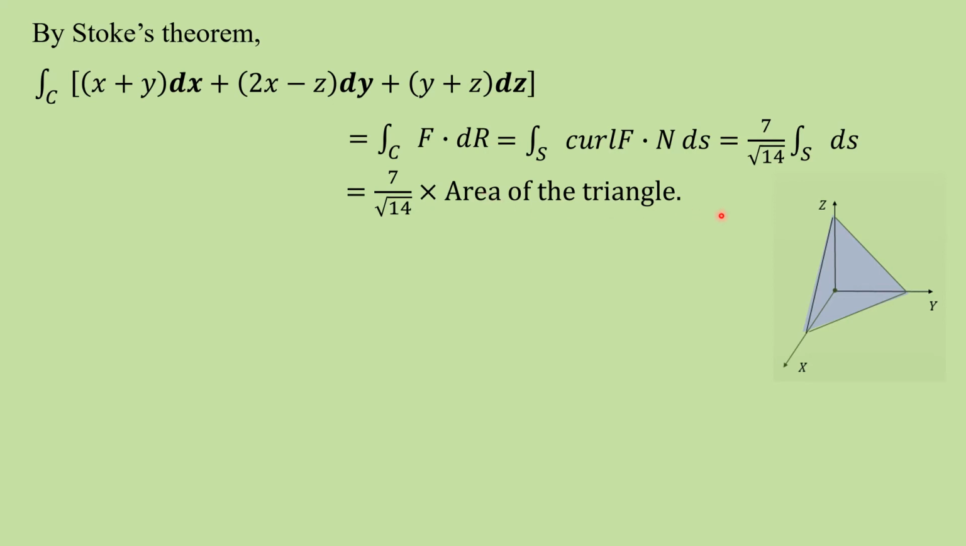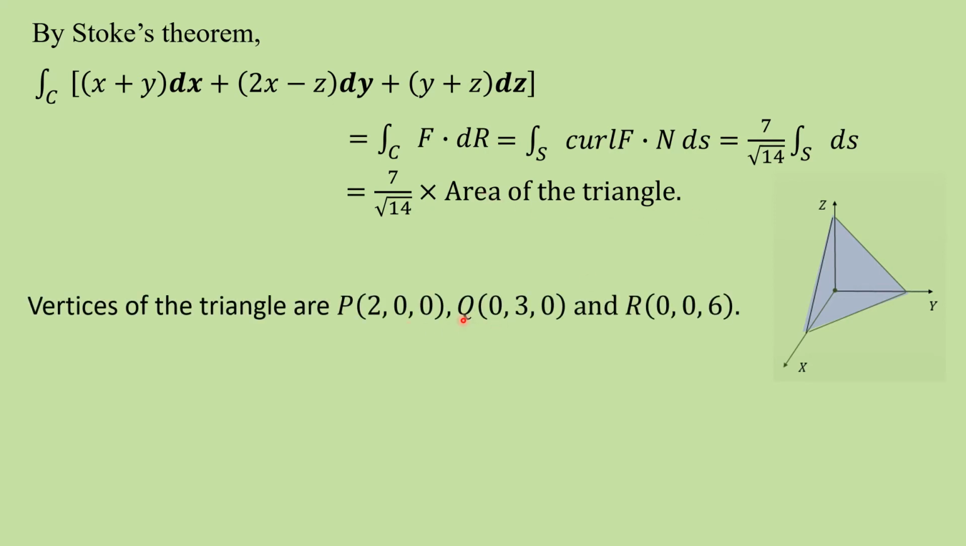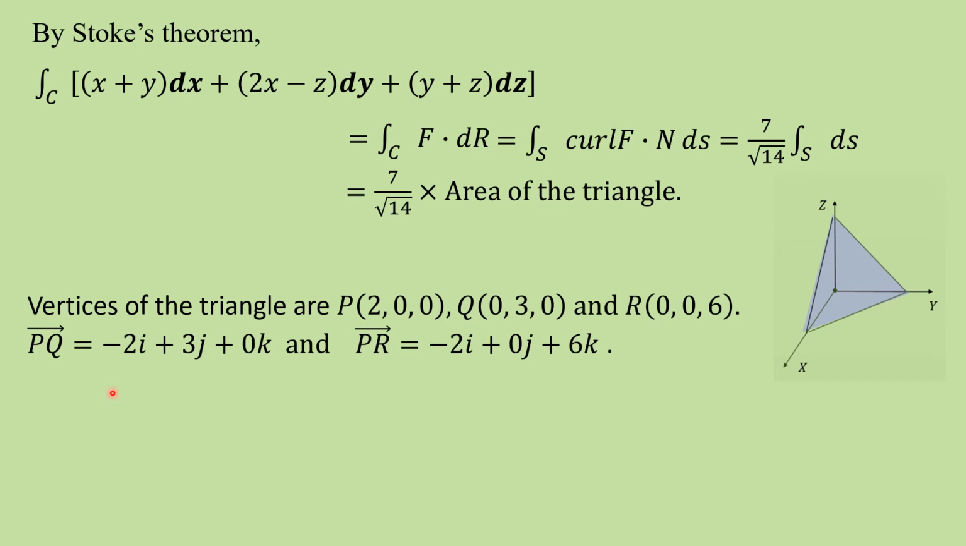The area of the triangle with the vertices given to you, I can denote it as PQR. P is (2,0,0), Q is (0,3,0) and R is (0,0,6). Now how to find the area of the triangle whenever the vertices are given? Just get the sides, that is vector PQ and vector PR. The area of the triangle is half times the magnitude of the cross product between these two vectors.